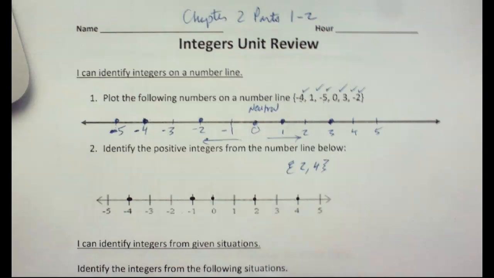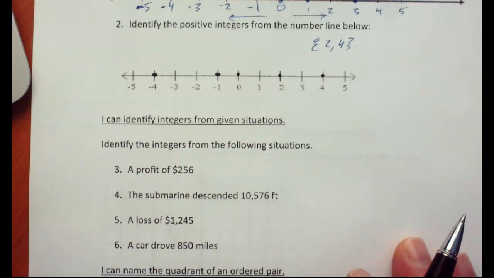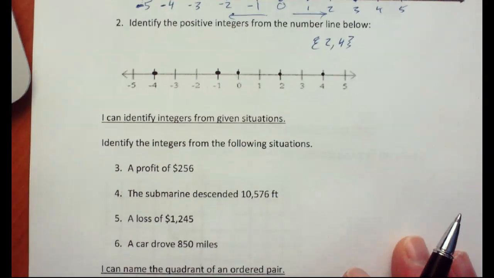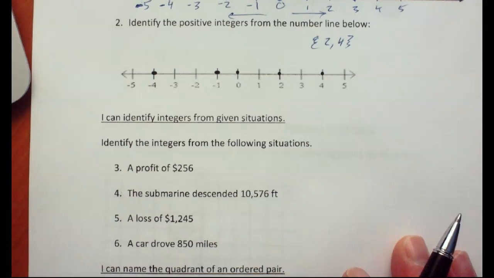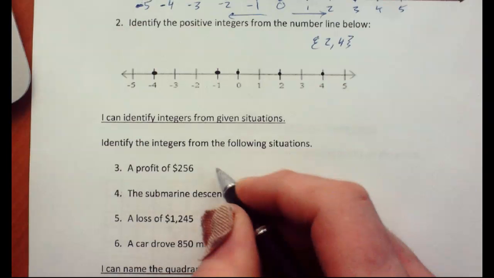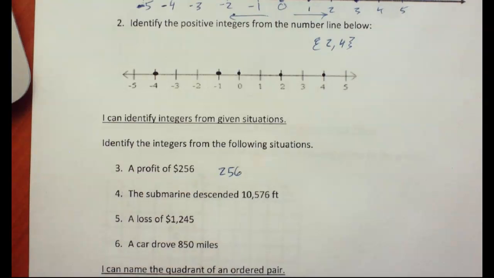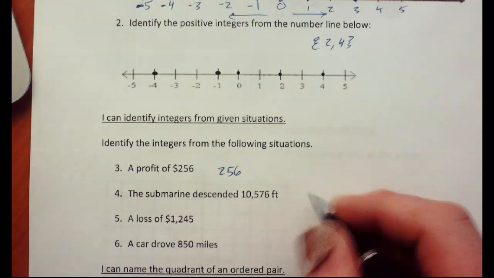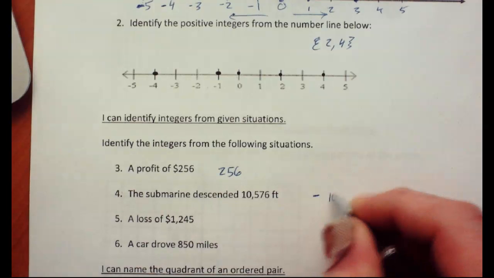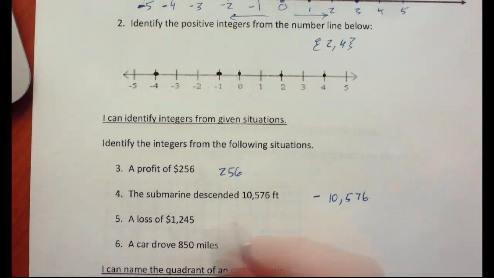All right, I can identify integers from given situations. It's kind of a quirky deal here. It's the one time you don't really want to use labels. When they're asking for the integer, they're just asking for the number. A profit of $256. Well, profit is money made, so we would just write that as 256 without the dollar sign. The submarine descended 10,576 feet. That's going down, so we'd write that as -10,576. A loss of $1,245.